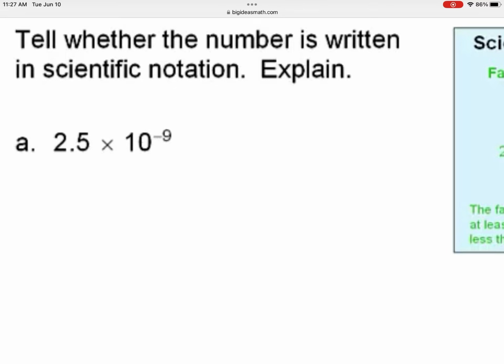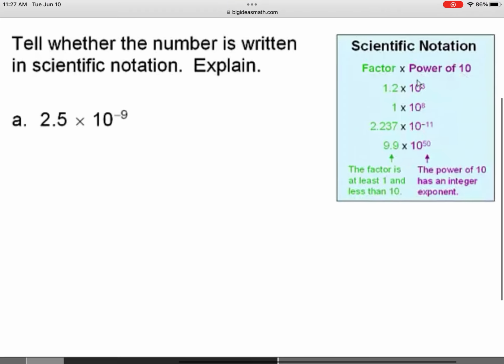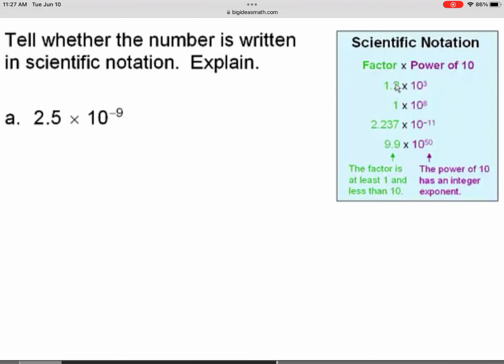a power of 10. So here's a few examples. The factor is 1 2/10, and the power of 10 is 10 to the third power. Another one, 1 times 10 to the 8th power. 2 237 thousandths times 10 to the negative 11th power. 9 9/10 times 10 to the 50th power. These numbers all consist of a factor times the power of 10, and they're all written in scientific notation.